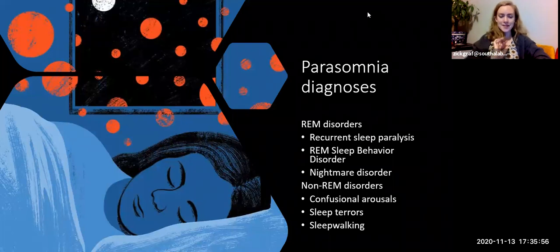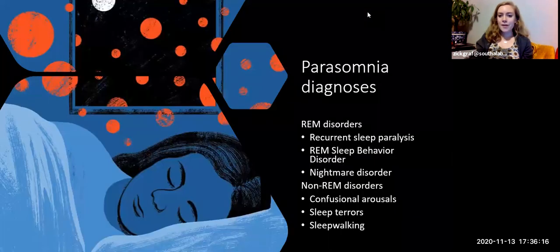Okay, so now we're going to talk about parasomnias. I find them a little bit more interesting than dysomnias. Your mileage may vary, but they're broken down into REM disorders, which are parasomnias that occur during REM sleep, and non-REM disorders, which are disorders that occur during stage 1, 2, or 3 sleep.